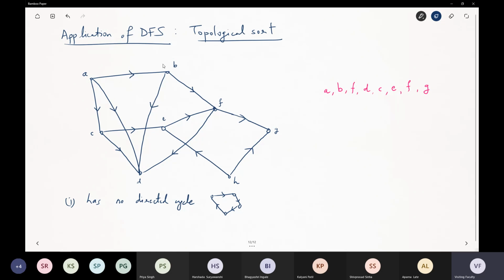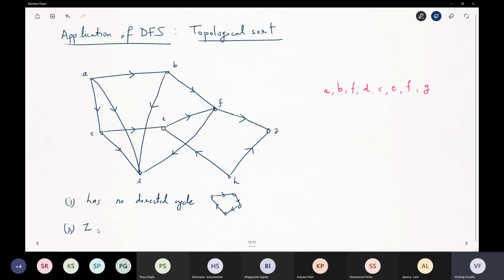So this graph, for example, does not have any directed cycles. You can check. It has no directed cycles. So now what do you do? Look at these pink edges.